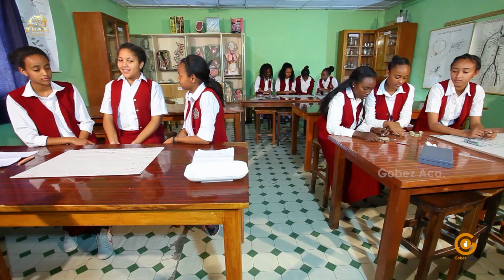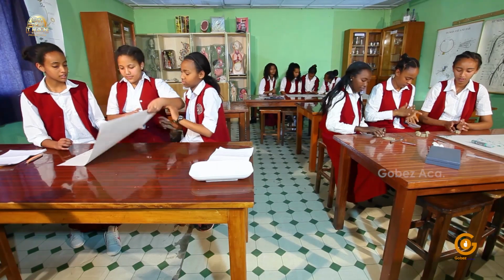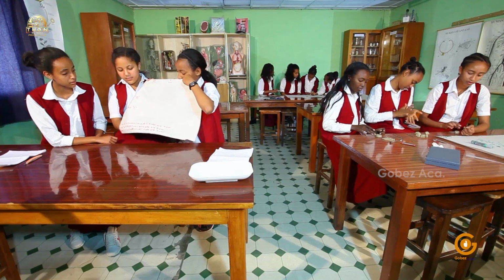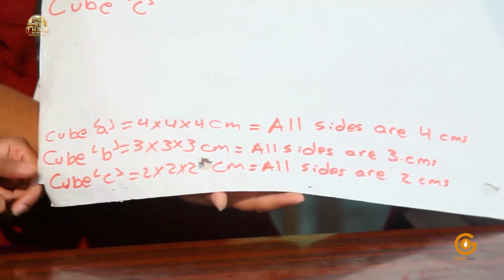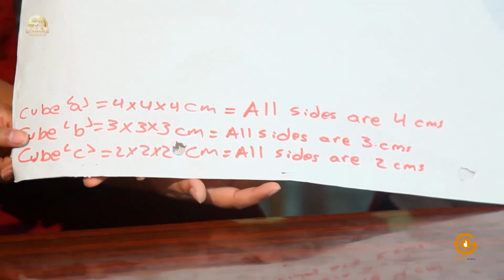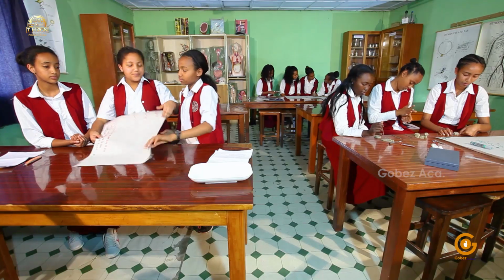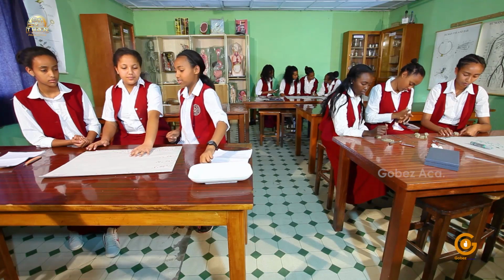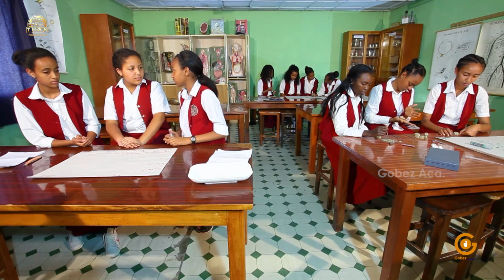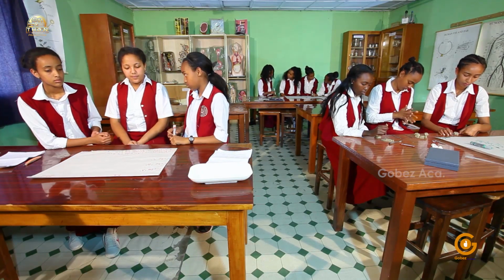Yes. While we're still on surface area, let's see the relation between surface area and volume of an object. Let's assume there are 3 cubes, and all sides in cube A are 4 centimeters, in cube B are 3 centimeters, and the last cube, cube C, are 2 centimeters. Now let's calculate the surface area, volume, and surface area to volume ratio of each of the cubes.